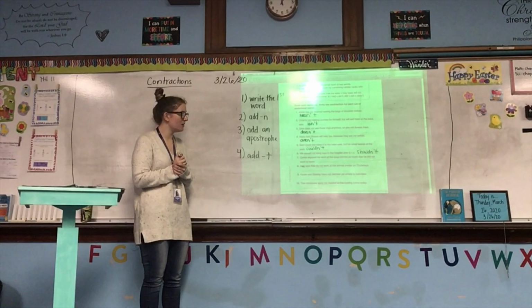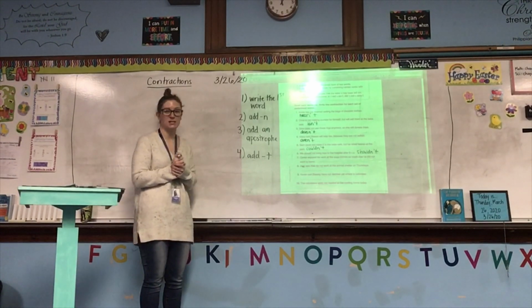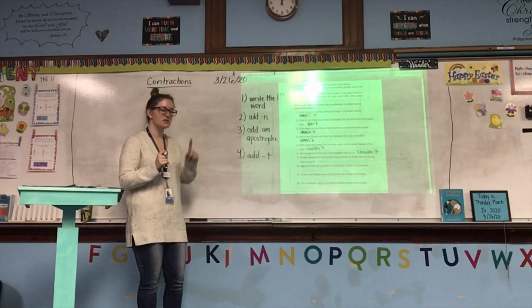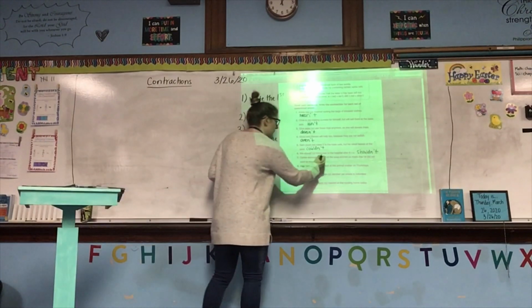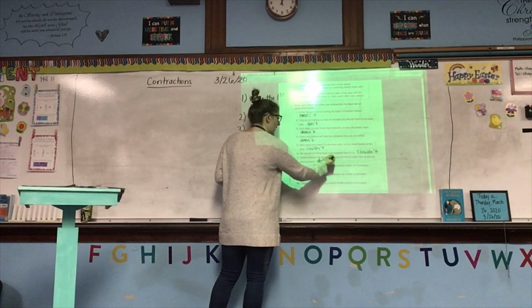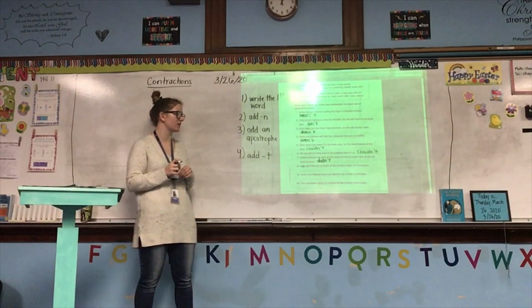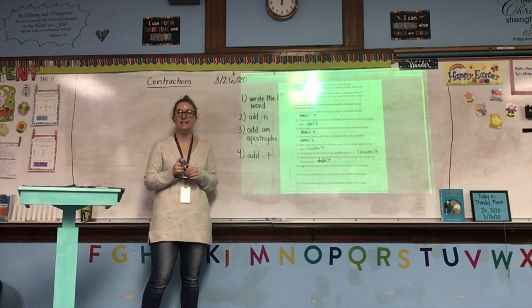Number 7, Carlos enjoyed his work at the soup kitchen so much that he did not want to leave. We have did not. So first, we're going to write the word did. Then we're going to add an N, then an apostrophe, and a T. So we have Carlos enjoyed his work at the soup kitchen so much that he didn't want to leave.